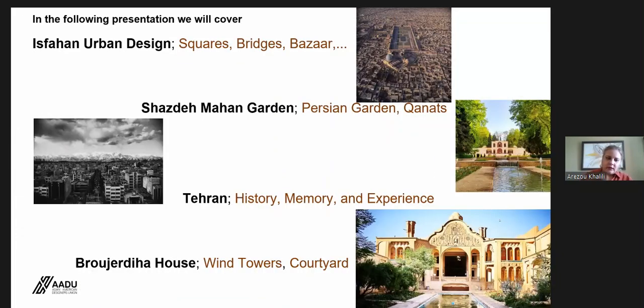In the following presentation, we will cover Isfahan urban design, mainly focusing on Naqsh-e Jahan Square, and we'll also talk about the bazaar and bridges. In the next presentation, Shazdeh Garden, the Persian garden, and qanats will be touched upon, and in the Boroujerdiha House, as a good example of a Persian house, the courtyard and also the wind tower will be explained. And at the very end, Tehran with its history, memory and experience will be shared with you.